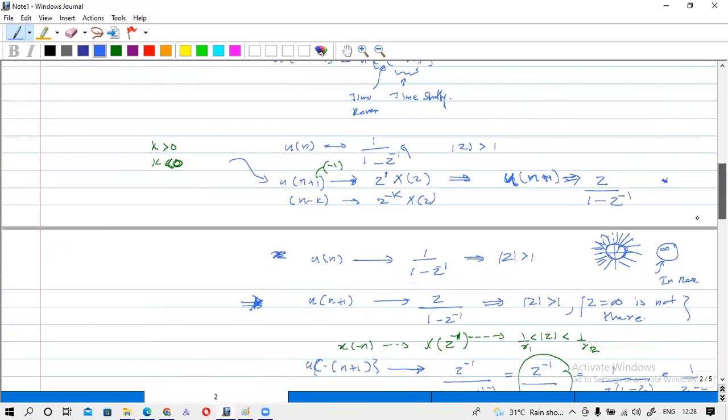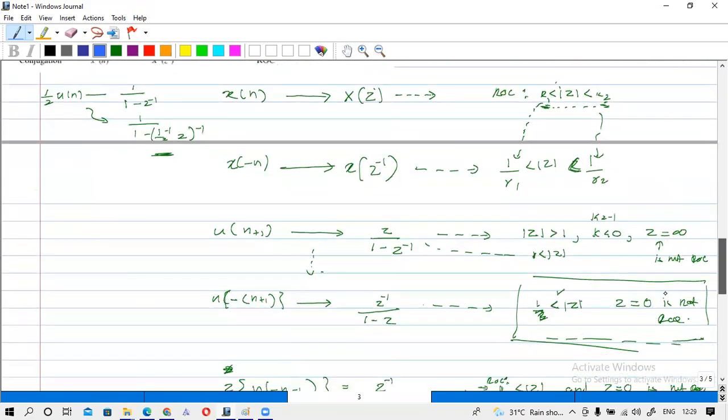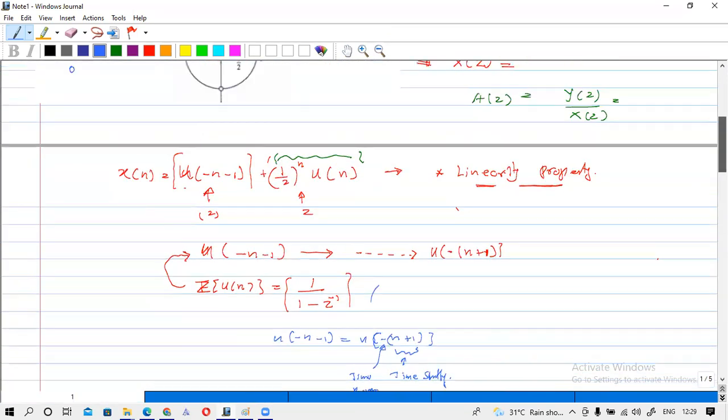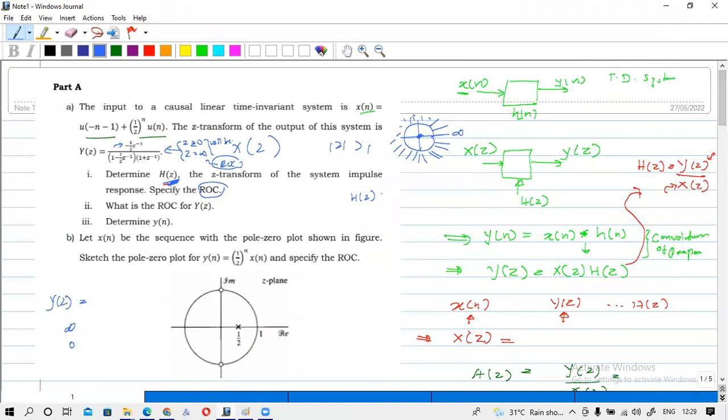No need to simplify much. You can put it as you get it. So you can find the HZ and ROC. We have already found it. There is a problem with the simplification, but if you can't simplify it further, it is okay. You can put it like that.